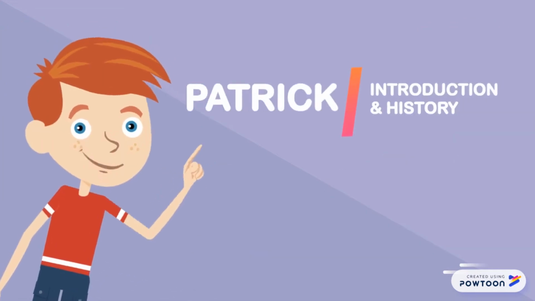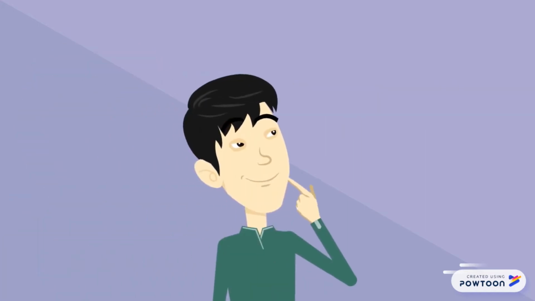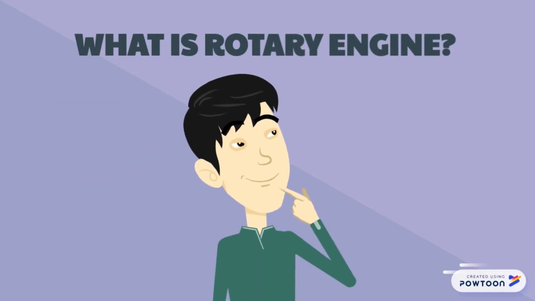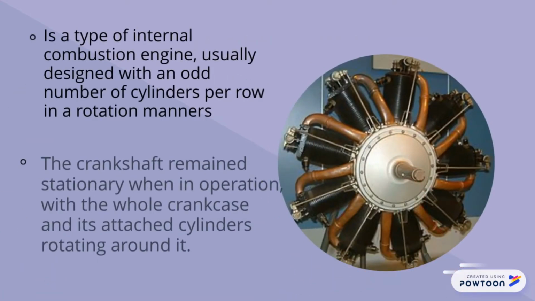I'm Patrick and I will introduce you to the history of the rotary engine and also the introduction of it. The rotary engine is a type of internal combustion engine, usually designed with an odd number of cylinders per row in a rotation manner. The crankshaft of the engine remains stationary when in operation, with the whole crankcase and its attached cylinders rotating around it.